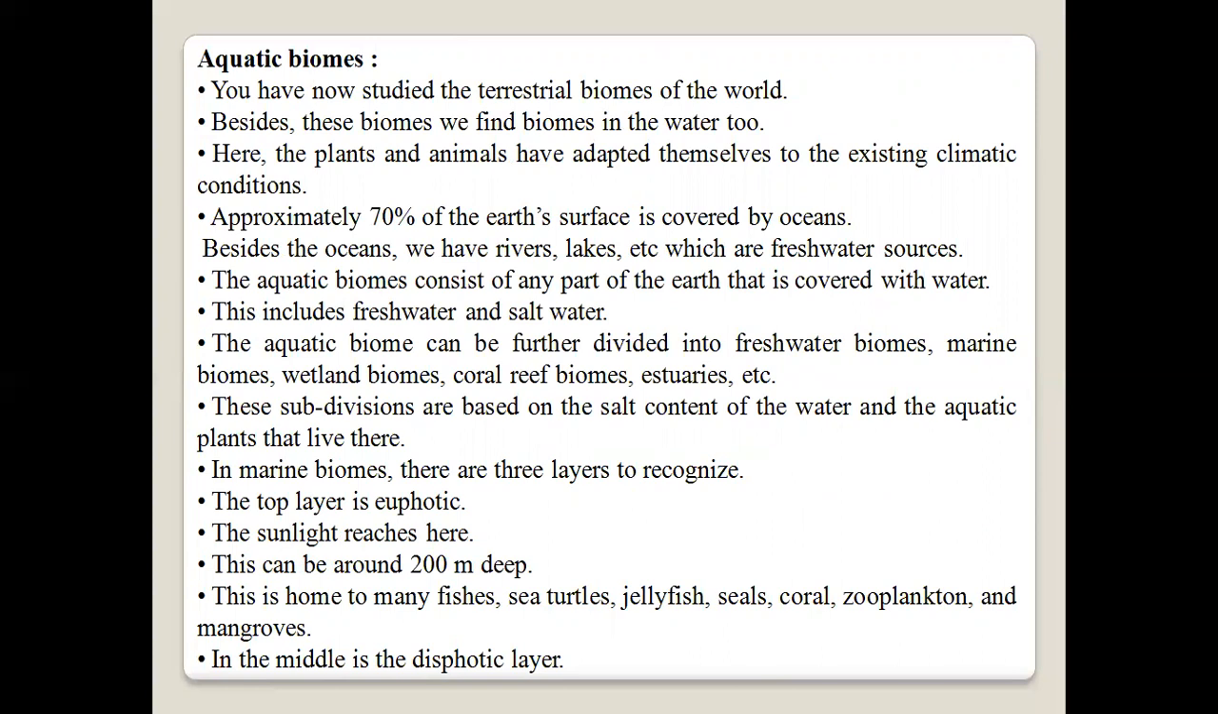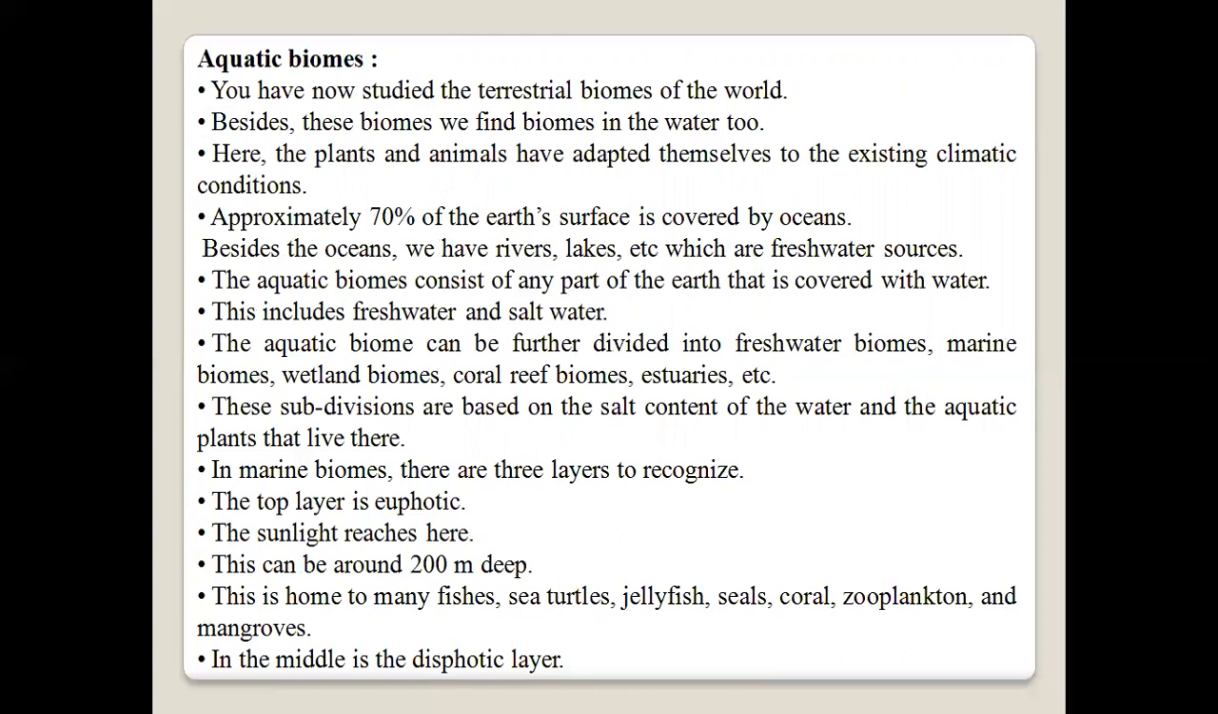Approximately 70 percent of the Earth's surface is covered by ocean. Beside the oceans, we have rivers, lakes, etc., which are freshwater sources. The aquatic biomes consist of any part of the earth that is covered with water. This includes freshwater and saltwater.